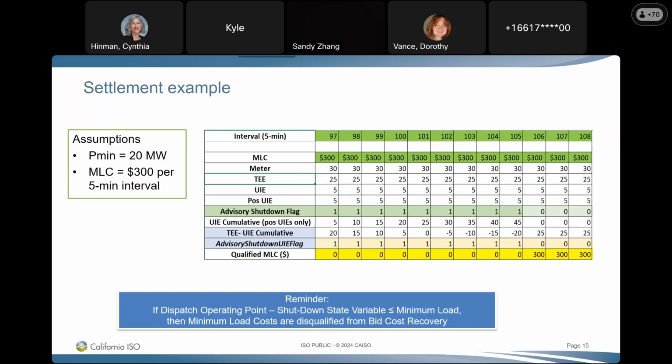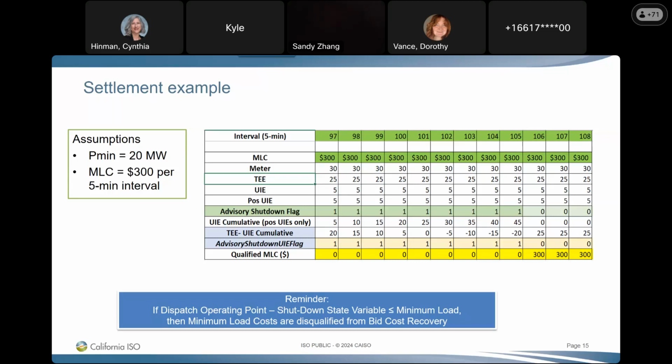So that is in the next line. The green row is the advisory shutdown flag. And you can see for intervals 97 through 105, there's a 1 in there. And that means that an advisory shutdown exists. In intervals 106 through 108, the shutdown flag is 0, meaning that there is no advisory shutdown occurring at that point. So it was reset between 105 and 106 for whatever reason.